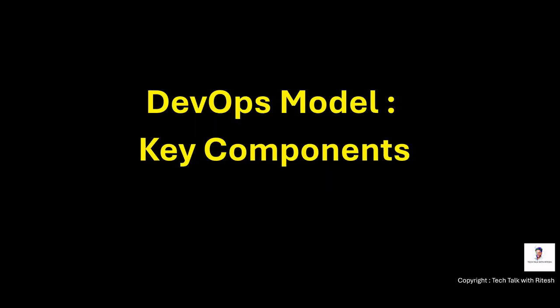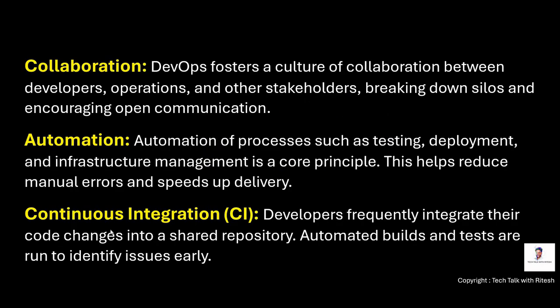Let's see key components of this model. The very first thing is, of course, collaboration. DevOps fosters a culture of collaboration between developers, operations and other stakeholders, breaking down silos and encouraging open communication. You cannot keep hot potatoes in your hand. You have something to speak about, just speak. You need to inform team members that, okay, I'm blocked because of this issue, or maybe another party is not responding. There is another integration you need to do. You are not getting response from the DBA, right? So the collaboration is first thing.